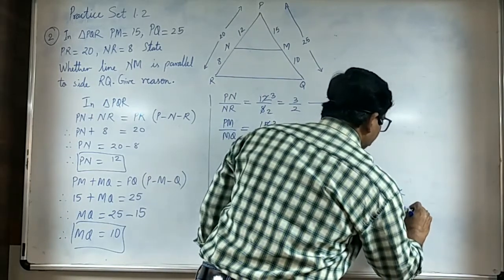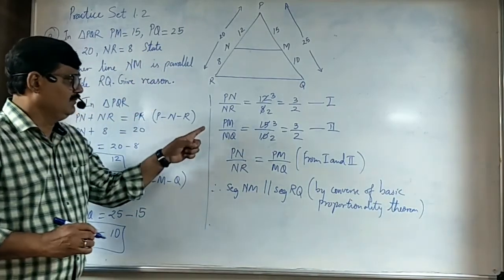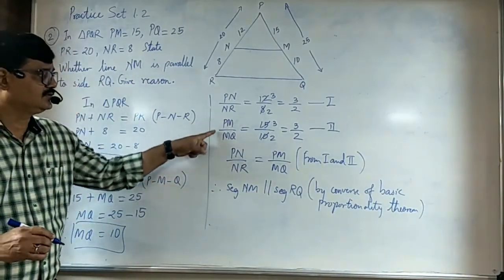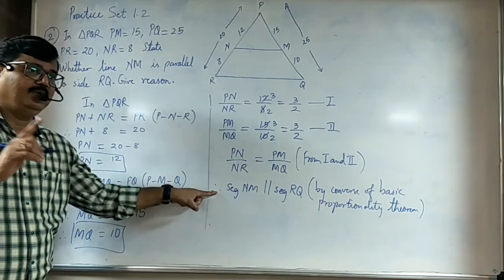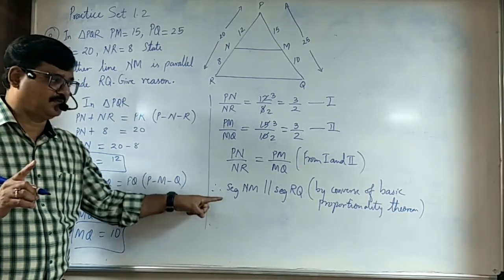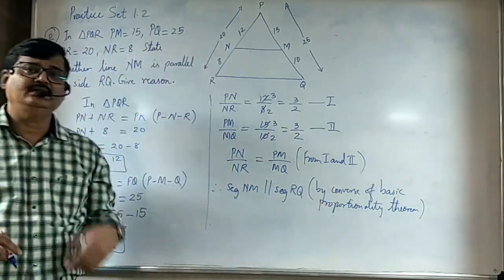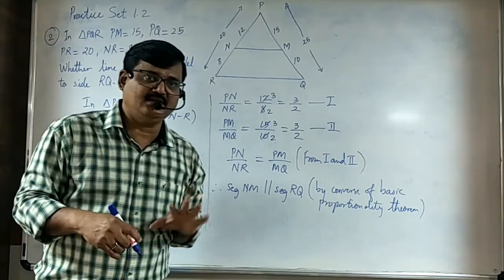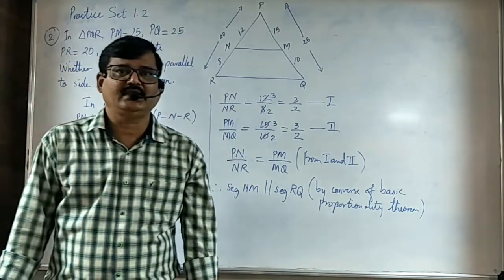So this is how I finished with the converse of the basic proportionality theorem, where I showed that if the ratios are equal, then the lines are parallel. The basic proportionality theorem says that if the lines are parallel, then the ratios are equal. And this is how I finish question number 2.